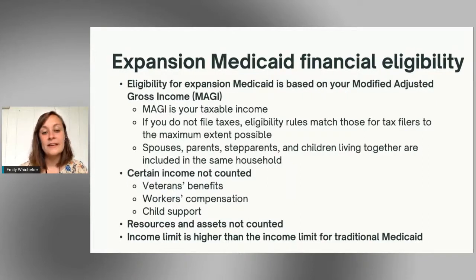There's also certain income that's not counted towards your income to qualify for expansion Medicaid. That includes veterans benefits, workers' compensation, and child support. Resources and assets are also not counted. And it's important to note here as well that the income limit for expansion Medicaid is higher than the income limit for traditional Medicaid.